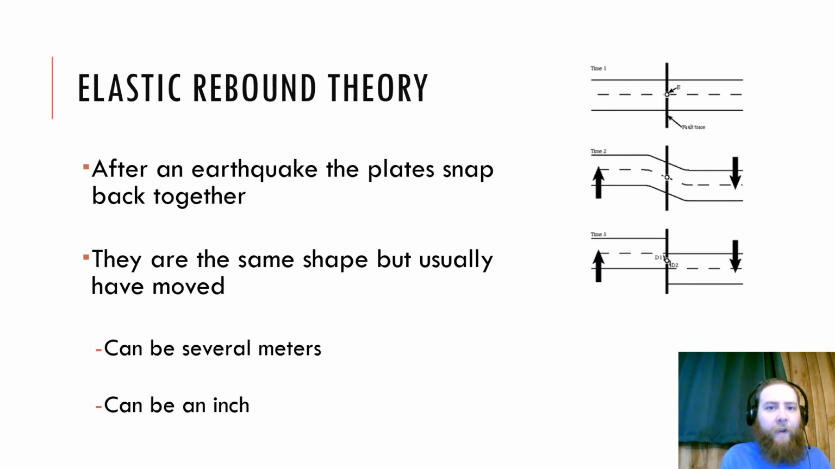Elastic rebound theory: after an earthquake happens, these plates are going to snap back together. They're usually the same shape, but they've moved. It can be an inch, it can be several meters. It just depends on how much force was involved in that earthquake. So in this example, in timeline 1, you have this road together, and then it stretches, and then snaps back to being flat again. And when it snaps back, it is now in a different position.